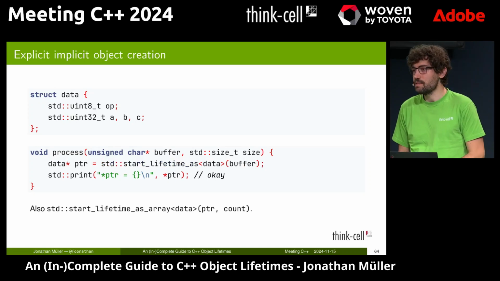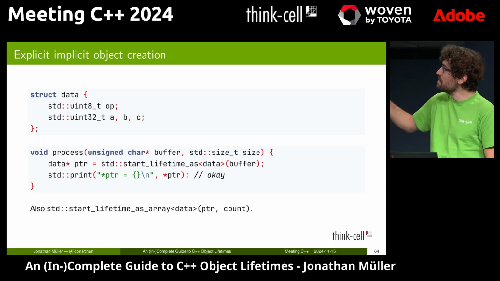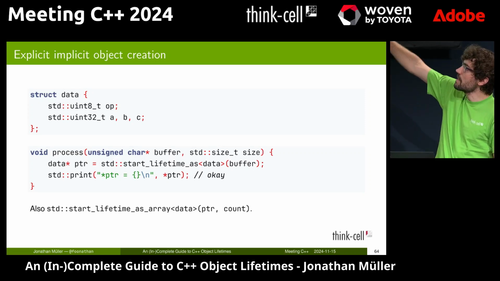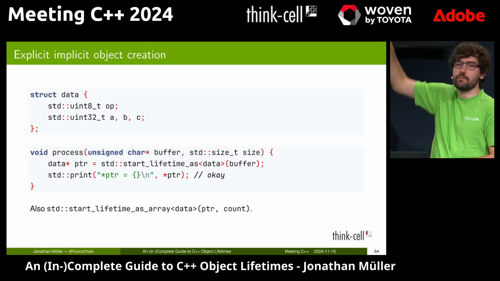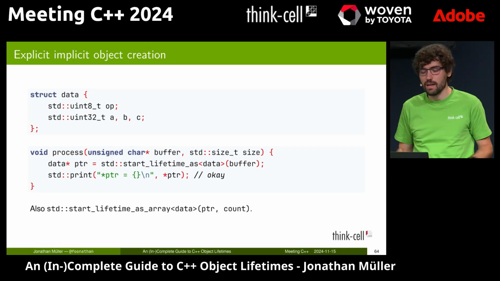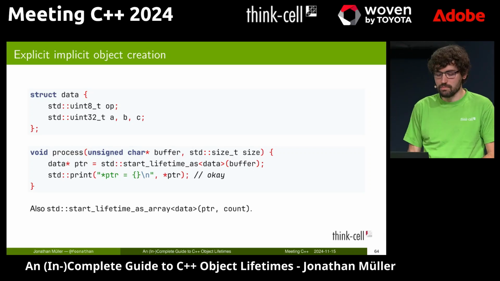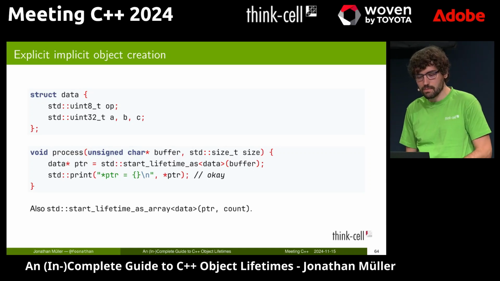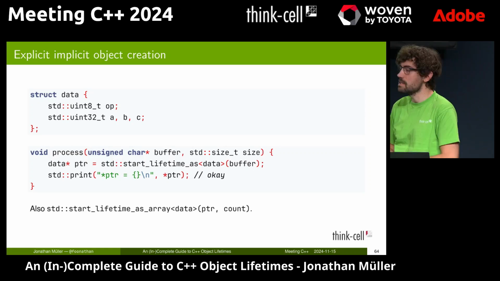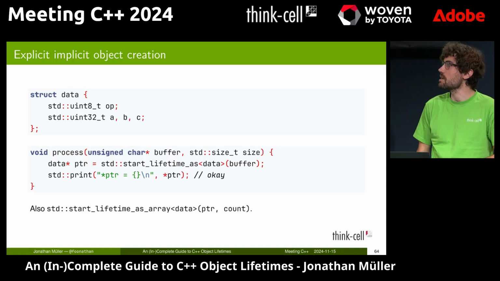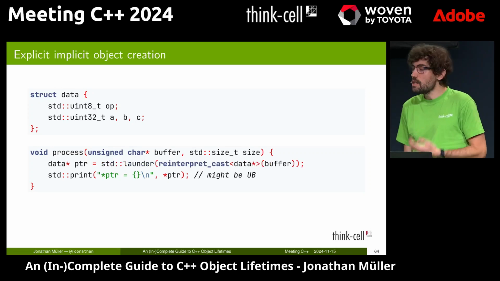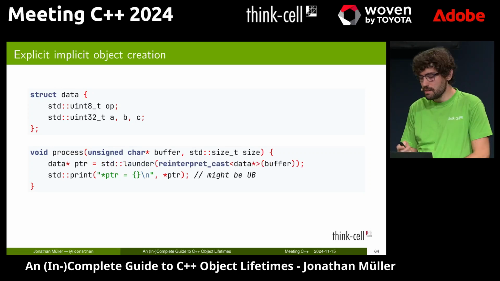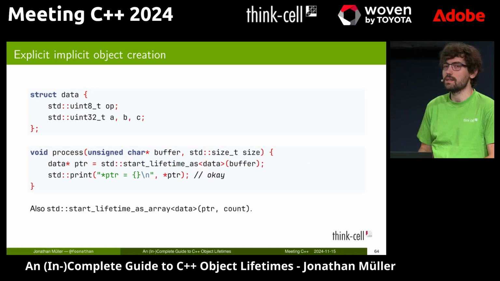And for that, we can use start_lifetime_as. So start_lifetime_as takes our buffer, we say the type, and now the compiler goes ahead, and when we start using it, it says, I can use start_lifetime_as to implicitly create an object, so I'm going to do that. This doesn't change any of the values, and it's all good. And there's also a version that takes a pointer and a count, and it creates an array of data objects. So this is how you implicitly create an object without touching any of the bytes. Because a lot of you probably write code like this, and this might be technically undefined behavior. So if you want to be fully conforming, you have to use start_lifetime_as.